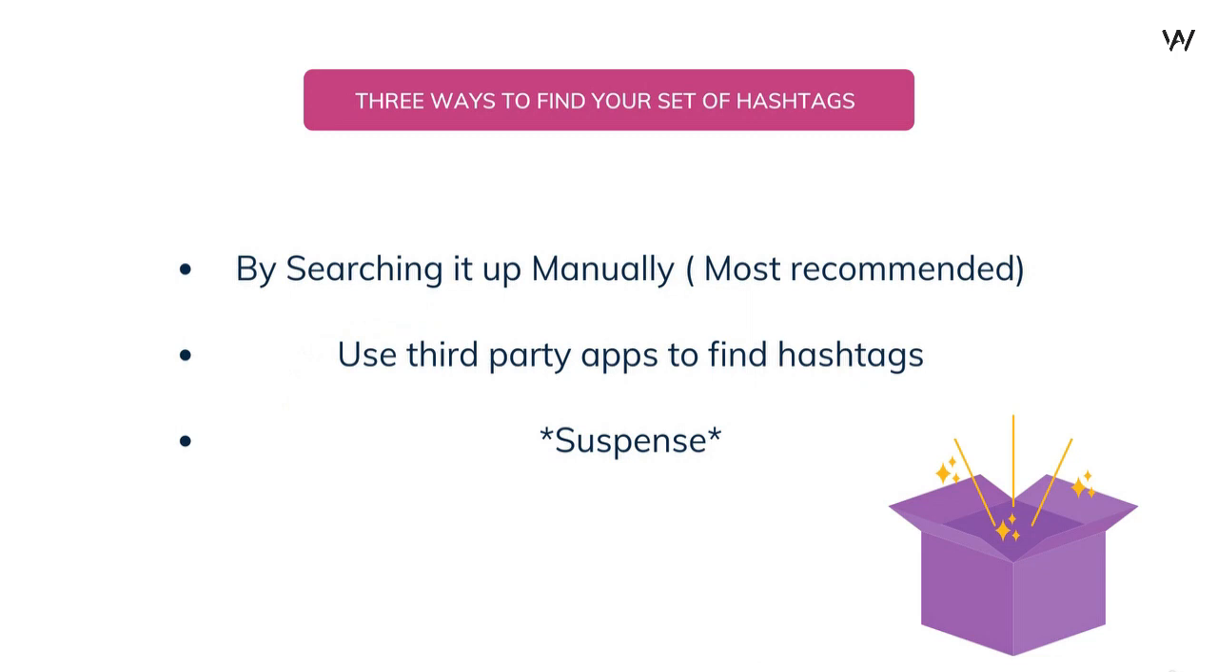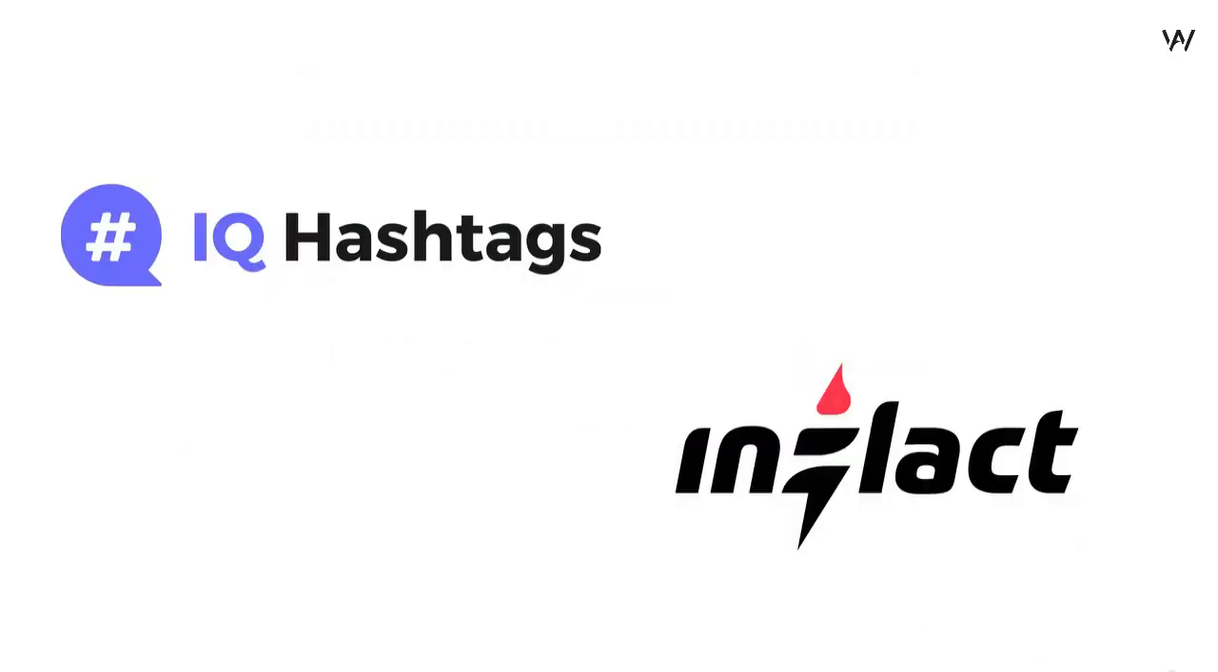As you can see on the screen, the next way to find the right set of hashtags is to use third-party apps to find your hashtags. As shown on the screen, I have 2 third-party apps for you to find the right hashtags. The first one is called IQ Hashtags and the second one is called Inflact.